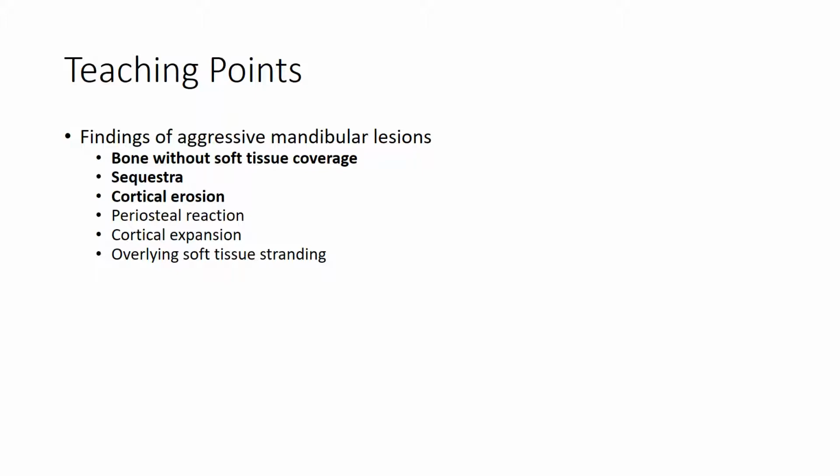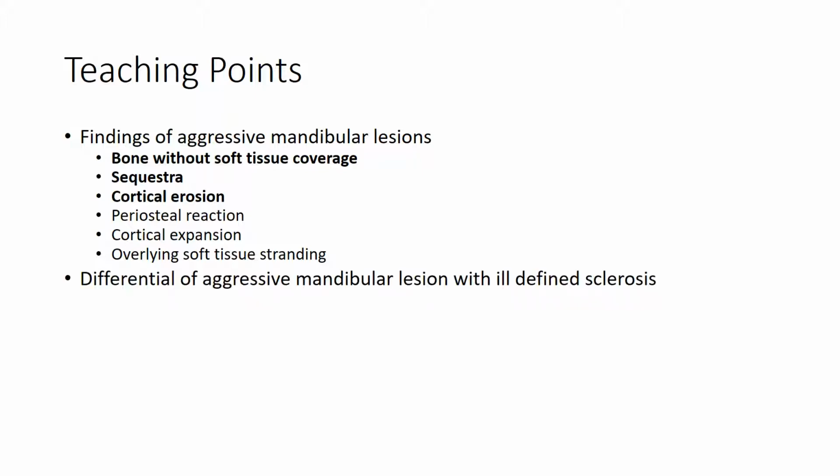A periosteal reaction, maybe minor trauma can do that. Cortical expansion, even a benign cyst can expand the cortex. So that's not as strong of a sign of an aggressive process. And overlying soft tissue stranding can be seen in a bunch of infectious, inflammatory, and other conditions. So the first three are probably the most important to know about.